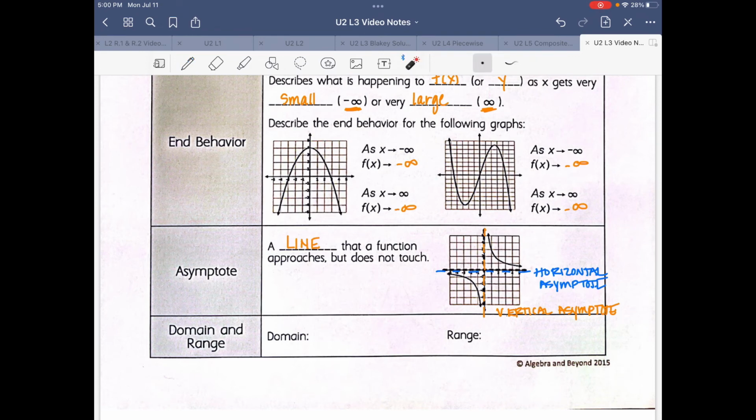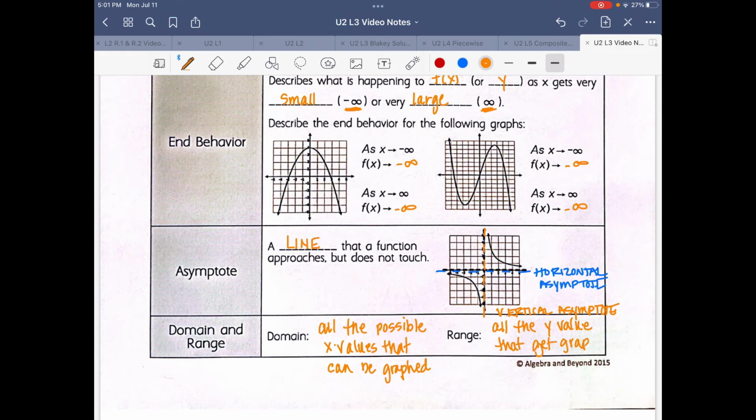All right, and the last key attribute we want to talk about is domain and range. And if you'll remember, the domain is always all the possible x values that can be graphed, and the range is all the y values that get graphed. I feel like that's improper English, but I think that is how you say it. Okay, so this is a short one. Those are all the notes that I have.